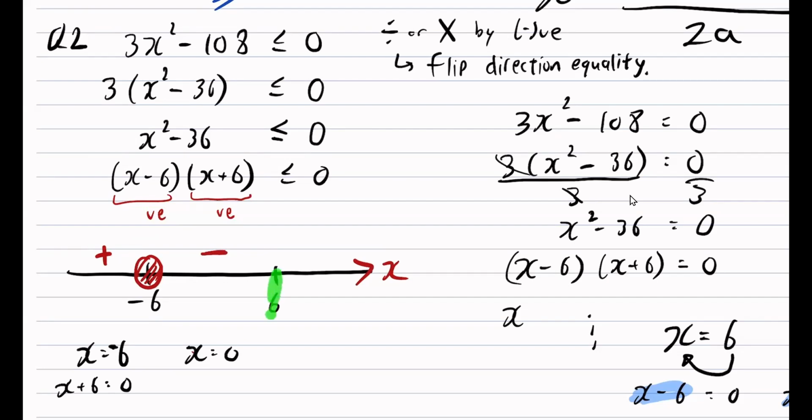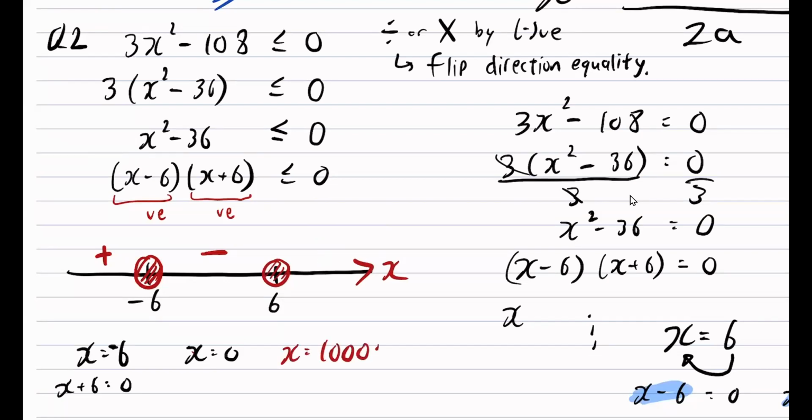Likewise, then you just continue. Let's try 6 exactly. When x is equal to 6, sub in over here, what do you get? 6 minus 6, which is 0. 0 times anything is 0. Is 0 less than or equal to 0? Yes, the answer is yes. So you have to shade the circle.